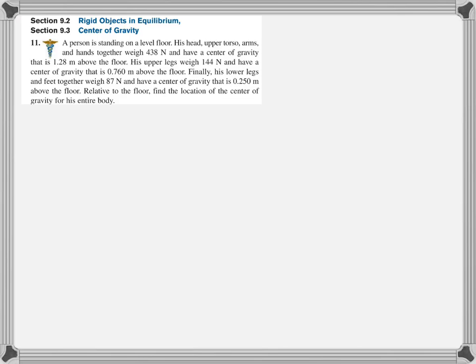Okay, we're going to look at number 11. I hope you had time to pause the video and read through the problem. They give you a bit of information dealing with center of gravity. They give you the weight of a person's body or different body parts, and where the center of gravity would be for those specific body parts.